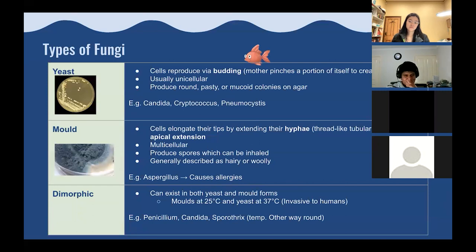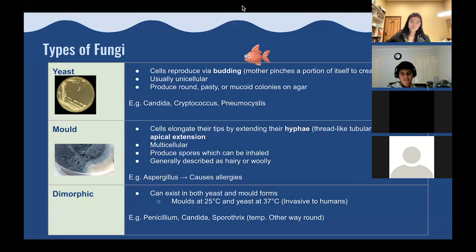I think Candida albicans is really important. I can't remember why, but it was mentioned a lot in year one. So you know that Candida is a type of yeast, but it also can be a dimorph.